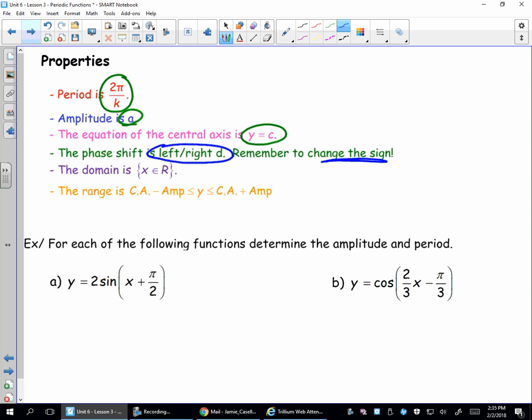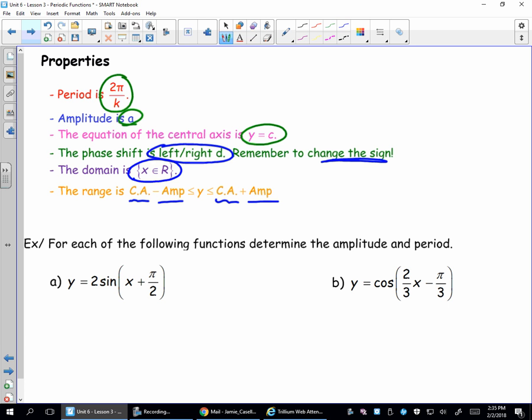And your domain is always all real numbers because these go on infinitely, unless it asks for one cycle, in which case we'll have to say where it starts and where it ends. And our range can always be found with our central axis, which is our average, minus the amp, and the central axis plus the amplitude, and that will be where your values fall between.